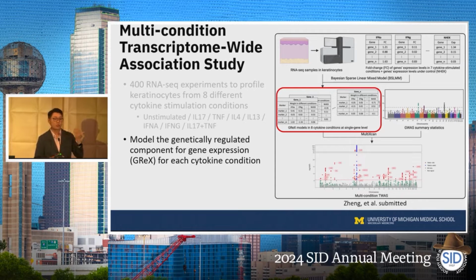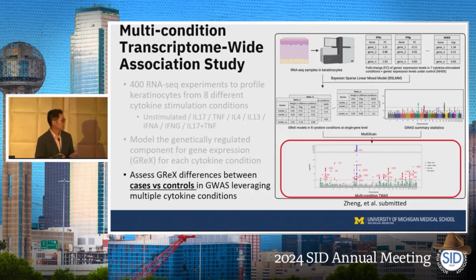And then once you learn this GREX model for each cytokine, you could impute this GREX component in the cases and in the controls in your GWAS. Then you can compare that. So you're comparing this genetic regulatory component in the keratinocytes, in cases and controls, to nominate the potential gene targets. So what's the result?